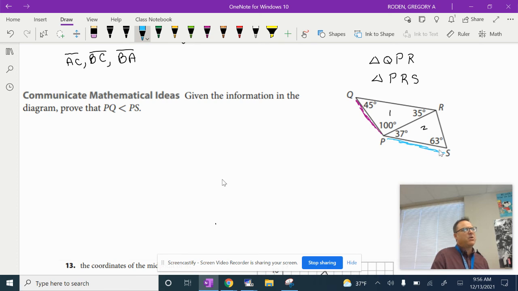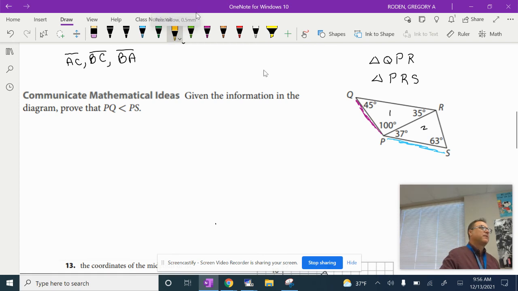And we need to show that PQ is less than PS. But the problem is they're in two different triangles. You guys see what I'm saying? So how do we compare sides in two different triangles? Well, we've got this very nice reflexive side right here. And this is going to be the key, this reflexive side. You guys understand that? Okay.